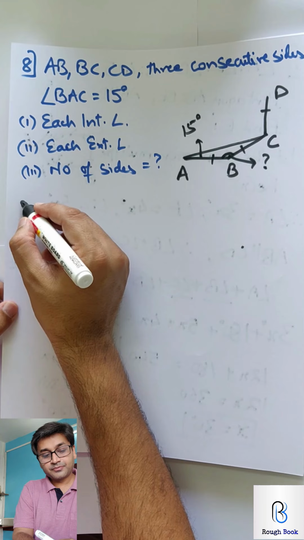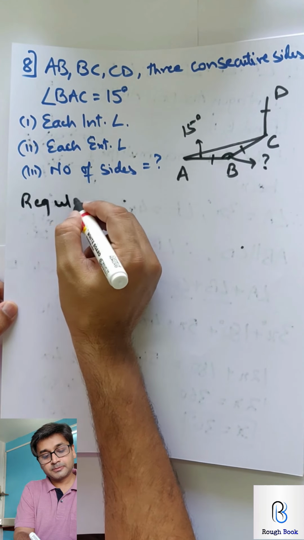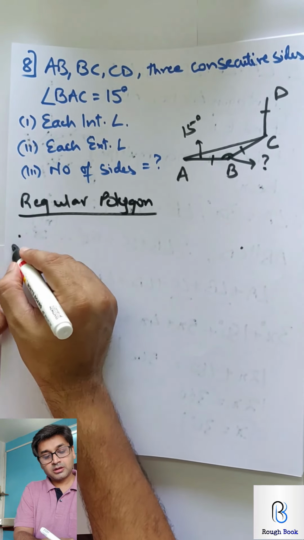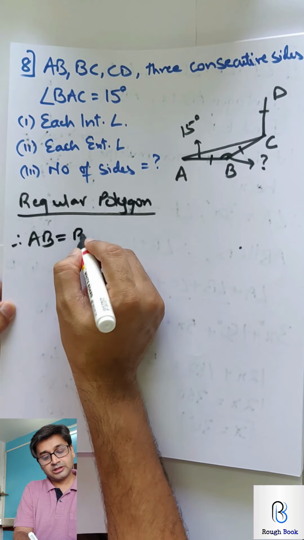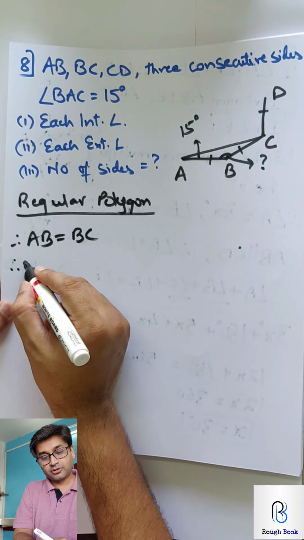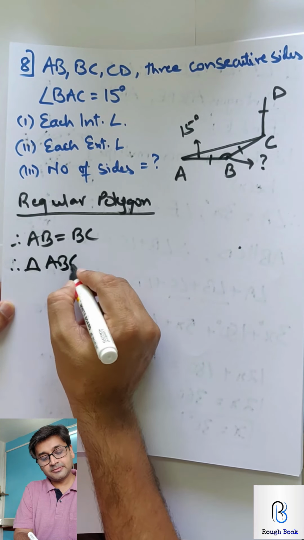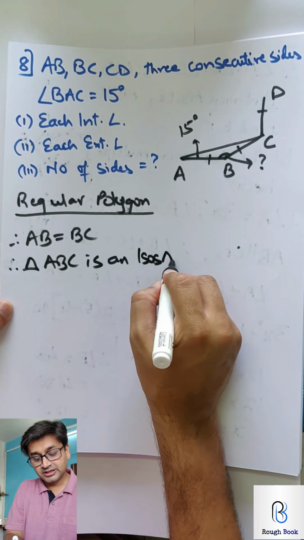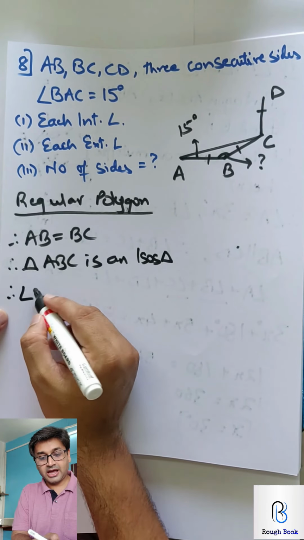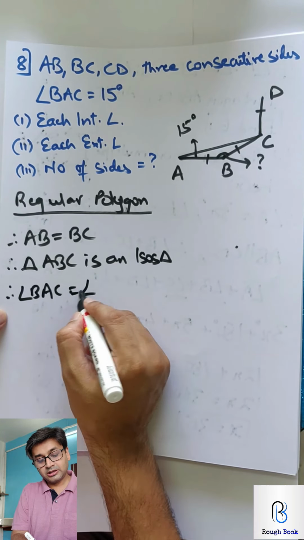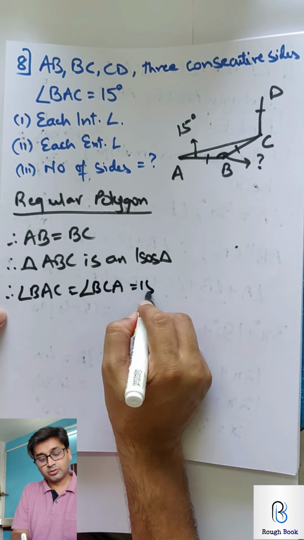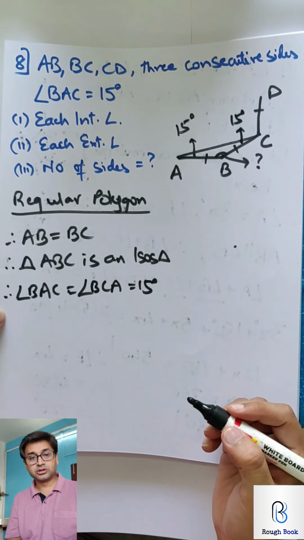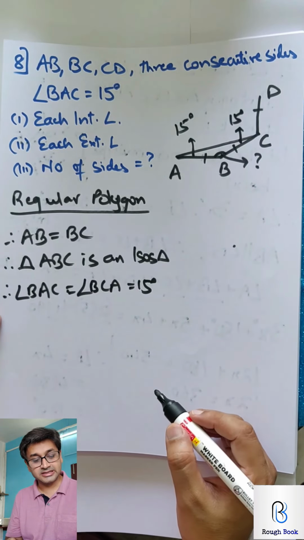So you will say regular polygon, therefore side AB equals BC. Therefore triangle ABC is an isosceles triangle. And therefore angle BAC equals angle BCA equals 15 degrees. So this also becomes 15. Since both are 15, can I find the third angle easily now?